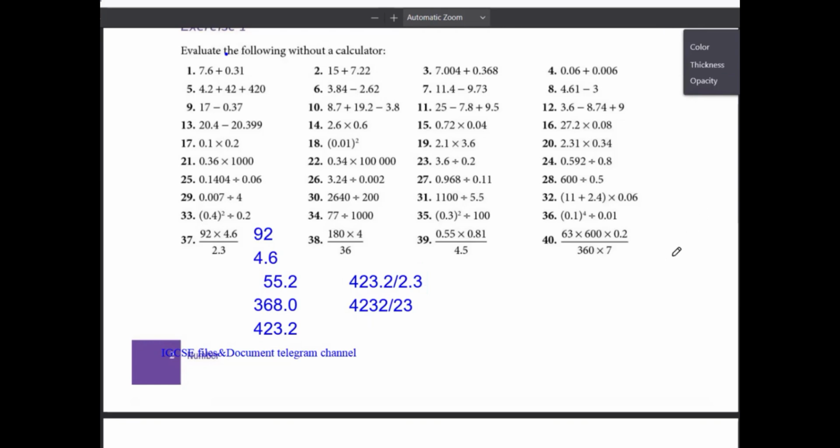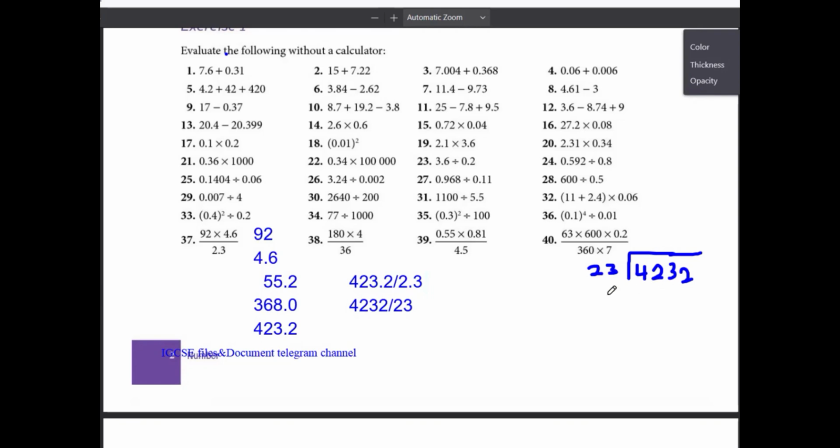Okay, we're going to do what? This is the division house. Okay, and we write here 4,232. We divide it by what? By 23.